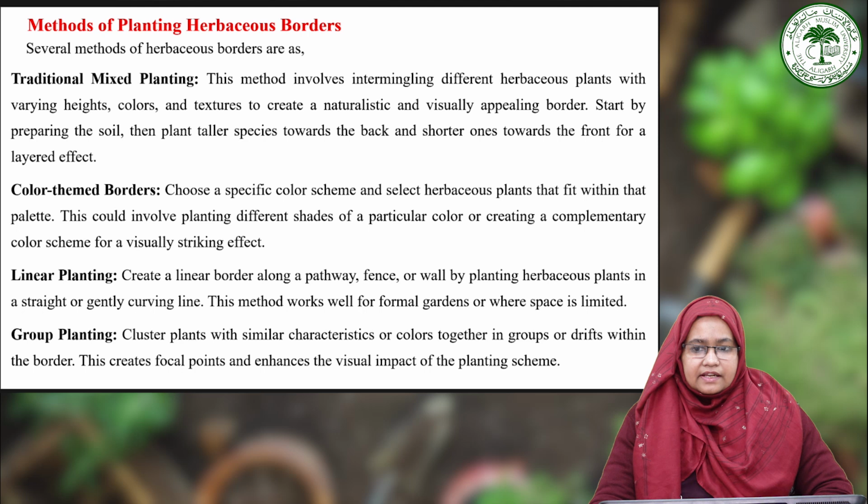And next is linear planting. It creates a linear border along pathways, fences or walls by planting herbaceous plants in a straight or gently curving line. This method is suitable for formal gardens or areas with limited space.